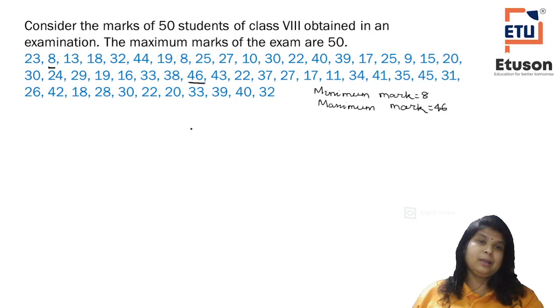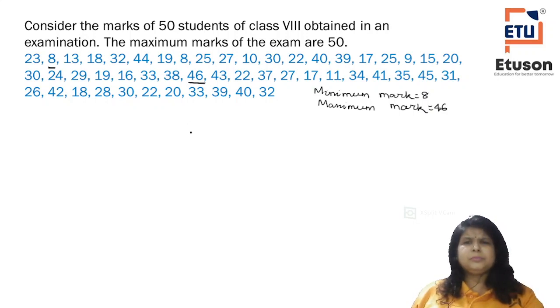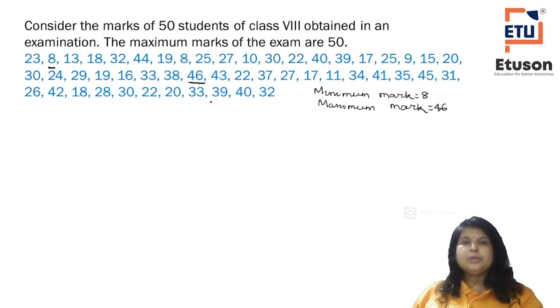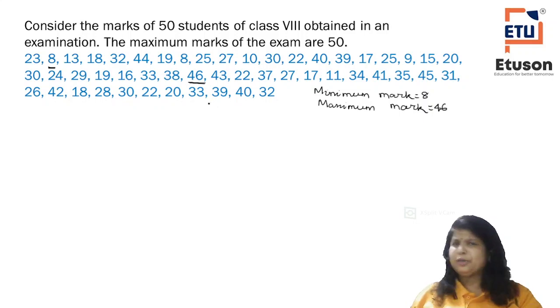So if I choose 5 classes, the grouped data marks vary from 0 to 50, and the minimum value is 8 and the maximum is 46. So I can take the class size as 10. Now our class intervals will be 0 to 10, 10 to 20, 20 to 30, 30 to 40, 40 to 50. Quite convenient, right?